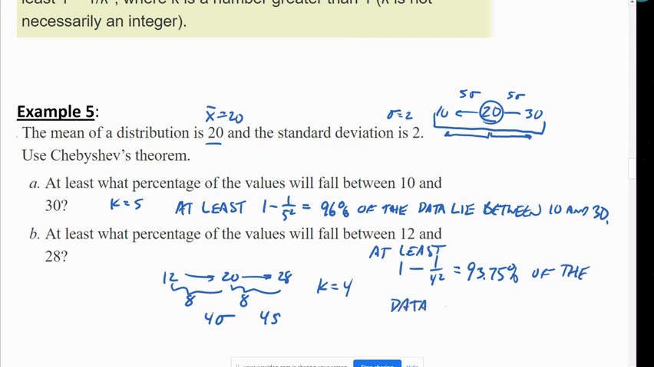At least 93.75% of the data lie between, because data is plural, lie between 12 and 28. Okay, so at least 93.75% of the data will lie between 12 and 28. So this is not telling us exactly how much, it's just saying at least.